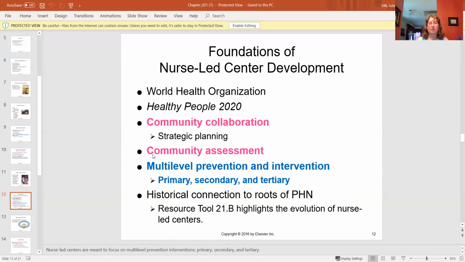Maybe something came about because of assessing a community and they saw an issue, so this came about because of that. There is also a historical connection to the roots of public health nursing. In your book, there's a resource tool, 21.b, that highlights the evolution of nurse-led centers.